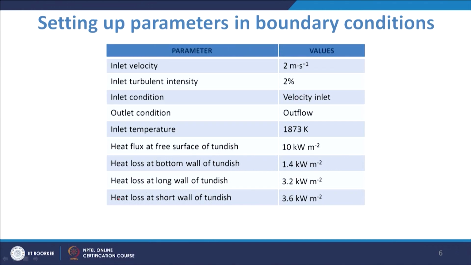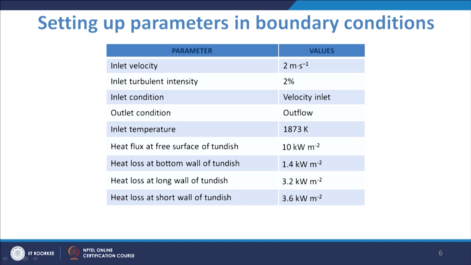If you know the mass flow rate, it will be rho into A into V, and rho we know for the steel, and A is the area of the inlet. So, accordingly you can find the velocity.